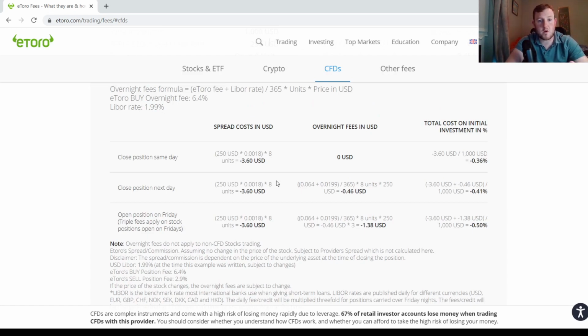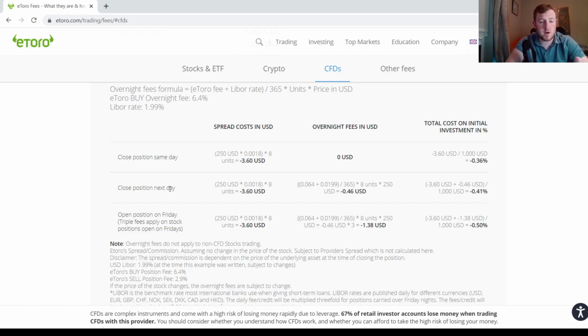So this person bought 8 Apple shares when the price of Apple was $250 in their example. As we can see here, he bought 250 by 8 multiplied by 0.0018. That is the 6.4% I mentioned a while ago divided by 365, and that works out to $3.60. So he opened a position and closed it in the same day, and it cost him $3.60 in fees.